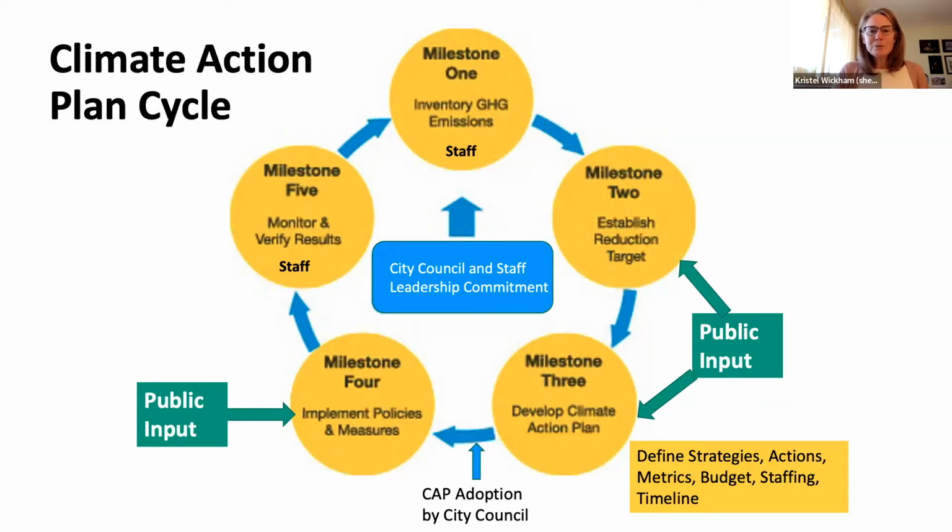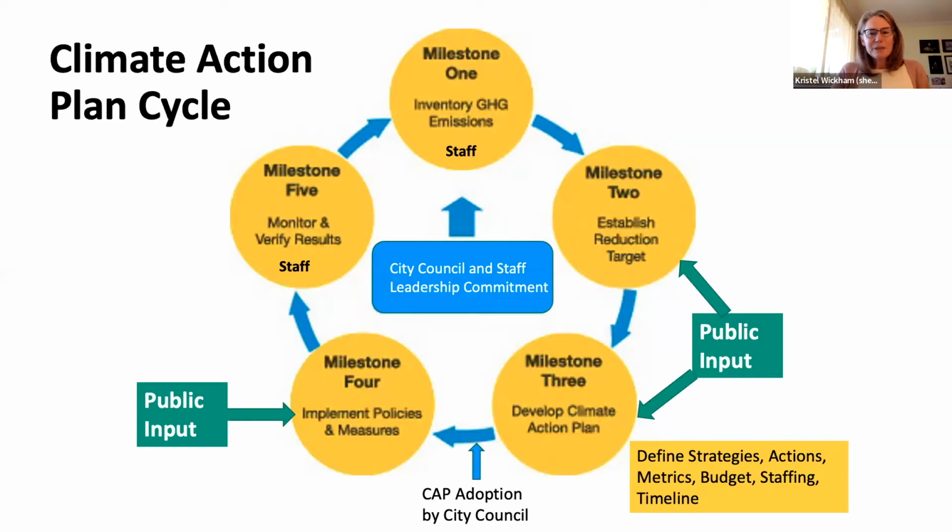Often the first time for public engagement is when staff seeks guidance from council on the overarching goals for GHG reduction. There are then public workshops and surveys and drafts of the CAP published where commissions and the public provide input. Adoption by the council is usually a celebratory moment, but it represents really the point in time where the real work begins, the implementation and measurement of progress.